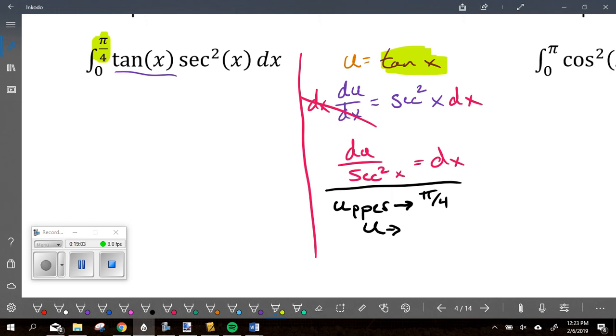So think about the unit circle. I'm at pi over 4. What is tangent? What is y over x going to be right here at pi over 4? Square root of 2 over 2 over square root of 2 over 2. It's 1. It's radical 2 over radical 2. That is 1. And so my new upper bound is just going to be the number 1.